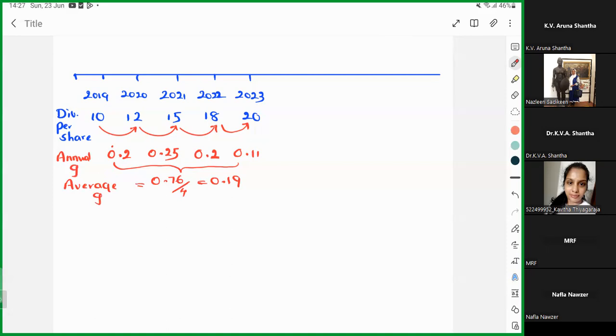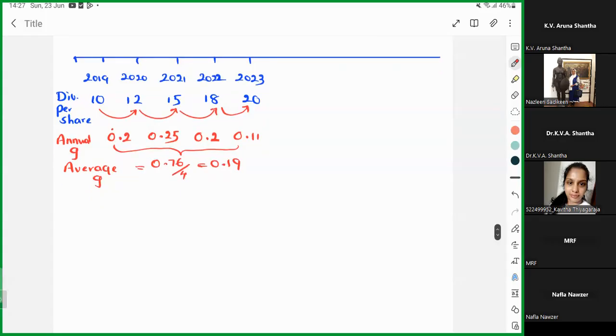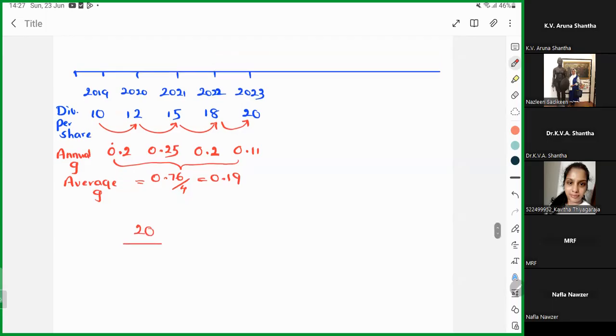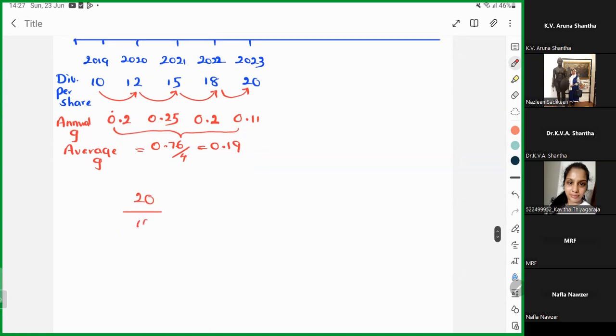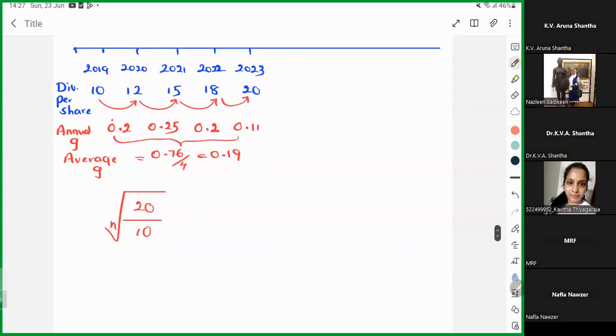Right. So you may have learned in statistics, mathematics, average you can take as simple average or geometric average. If you take geometric average, this is how you get the average. You take the last dividend divided by the earliest dividend, 10, to the power of 1 over n, the square root. n is the number of periods you have considered: 19 to 20, 20 to 21, 21 to 22, 22 to 23. So how many periods you consider? 1, 2, 3, 4.